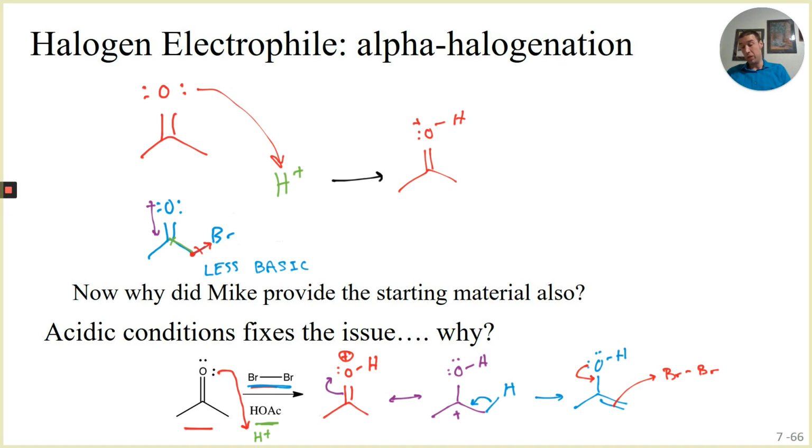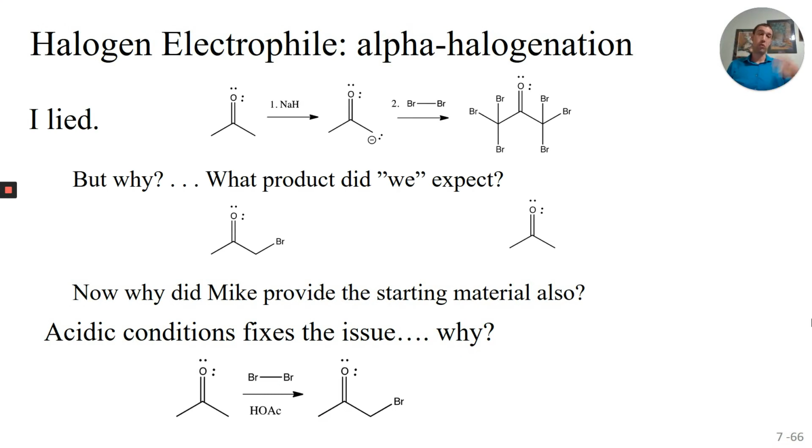So the acidic conditions fix this because when we halogenate under acidic conditions, we actually make the product less reactive than the starting material. And it is that secondary reaction that you need to be aware of and thinking about when you go through to explain these processes.